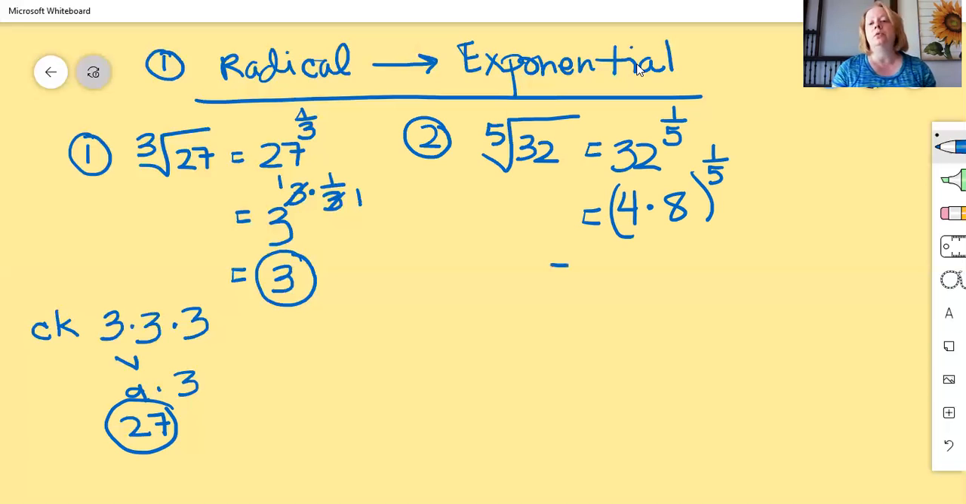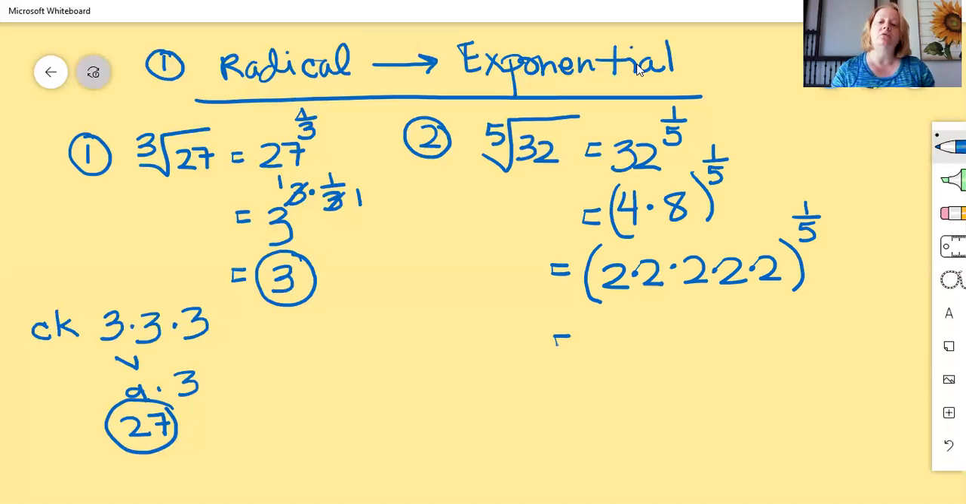Well, I know that 2 times 2 is 4. And I also know that 2 times 2 times 2 is 8. And it's all to the 1/5 power. Well, how many 2's do you have here? There's 5. So I can rewrite it as 2 to the 5th times 1/5. Well, my 5's are going to cancel, and so I come down to an answer of just 2.